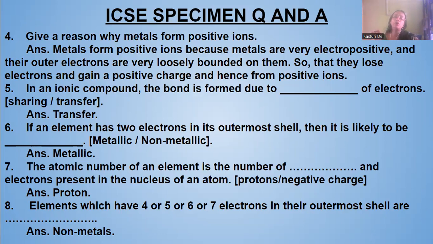Then the atomic number of an element is the number of dash electrons and electrons present in the nucleus of an atom. So the number of protons and electrons present in the nucleus. How many protons it has will indicate the atomic number, or how many electrons it has will indicate the atomic number. Then the elements which have 4 or 5 or 6 or 7 electrons in the outermost shell are non-metals, as I told you earlier.